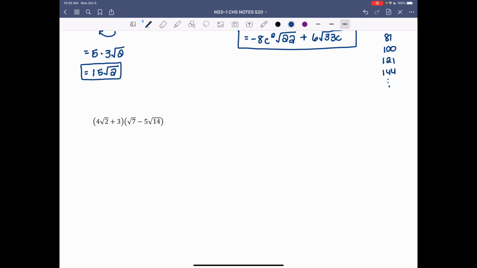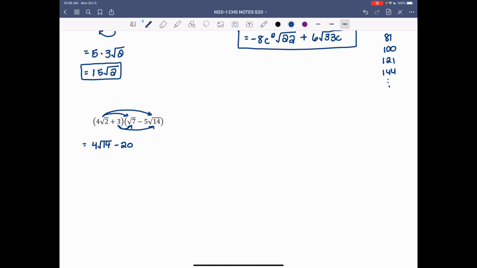Square root 2 plus 3, all times root 7 minus 5 root 14. Just like any binomial multiplication, we multiply the first term times each of those, and the second term times each of those. 4 root 2 times root 7 equals 4 times the root 14. 4 times negative 5 is negative 20.